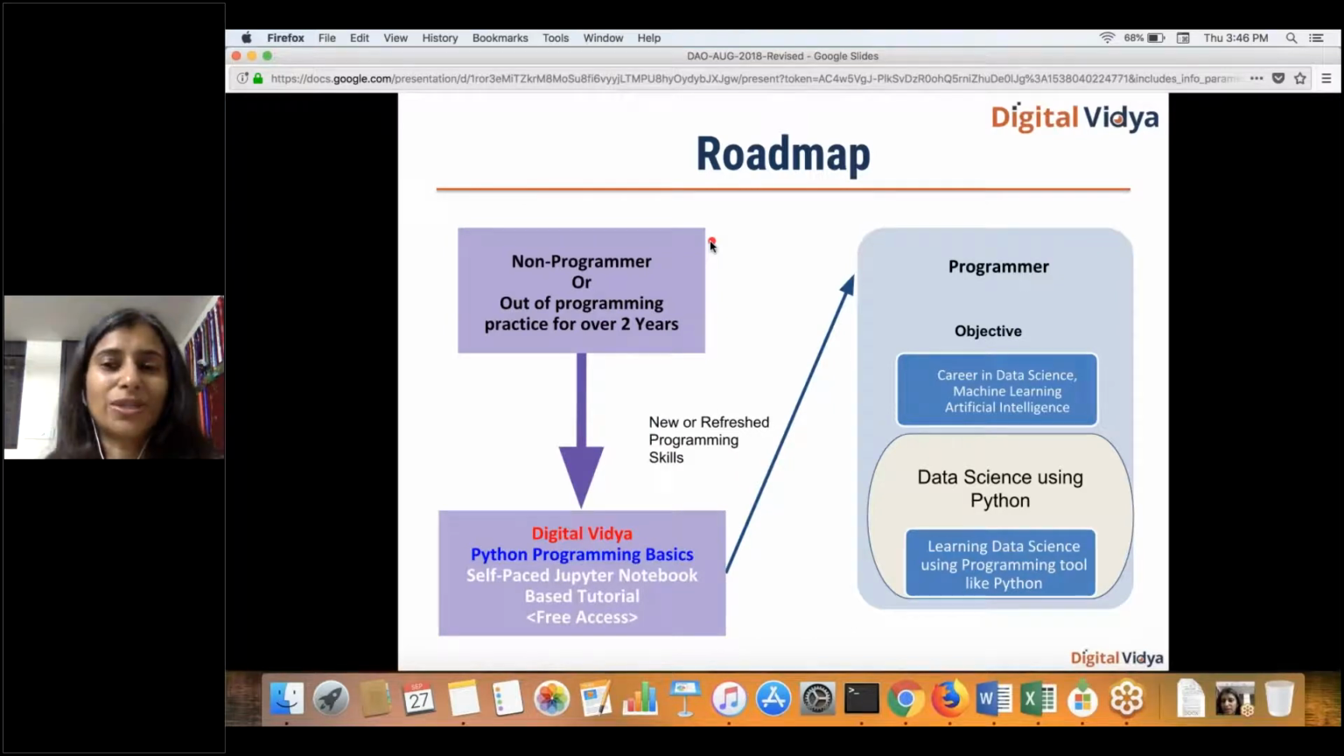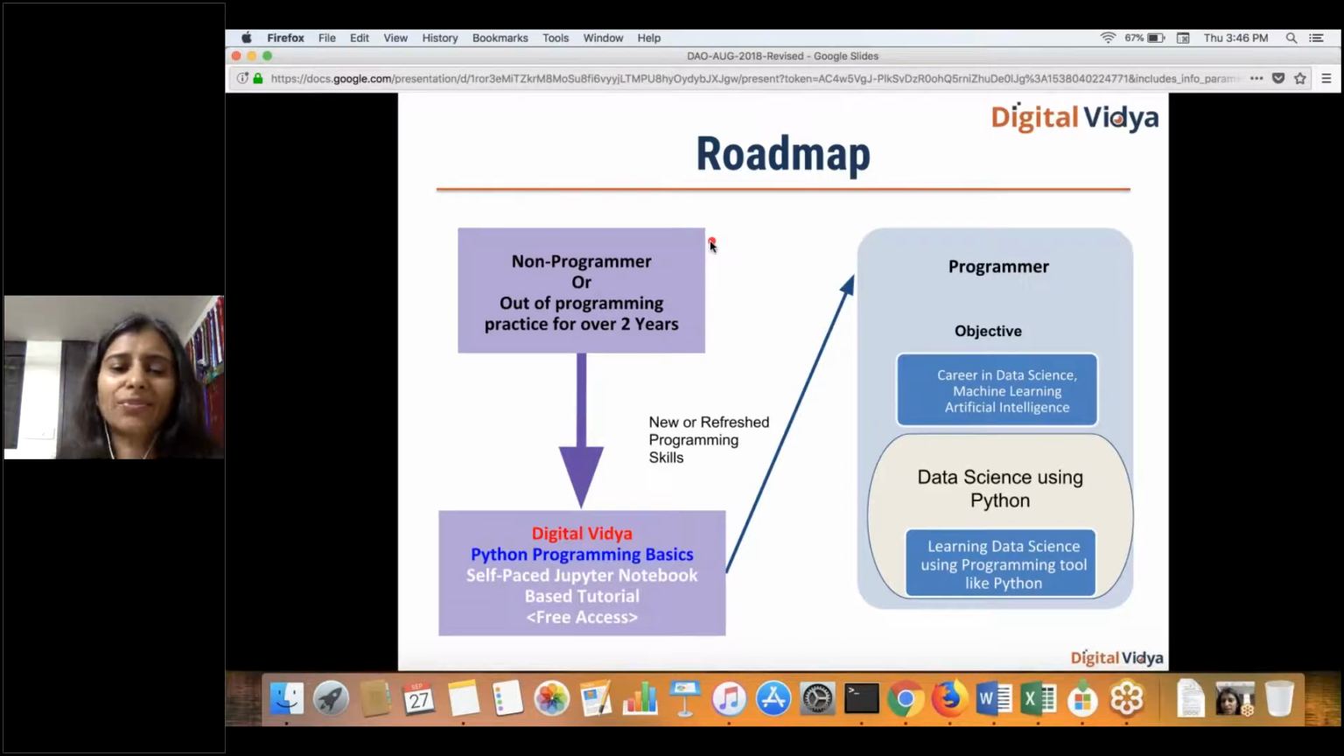One more question, which a lot of people who are non-programmers, very enthusiastic about getting into data science and machine learning, ask: what do we do? Or we haven't programmed for a while, what do we do? So very clearly, your first step is drop the non-programmer tag, right? And you have a very simple way to do it. You cannot do it theoretically. You have to do it.